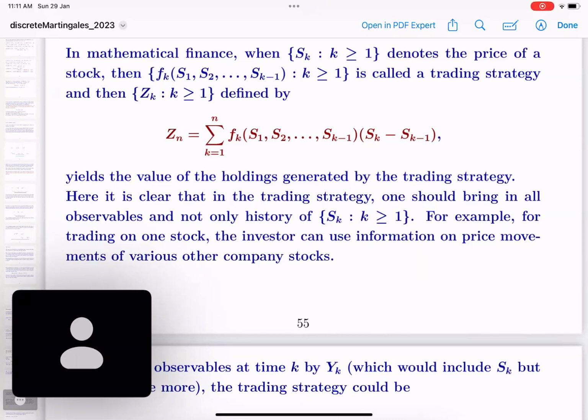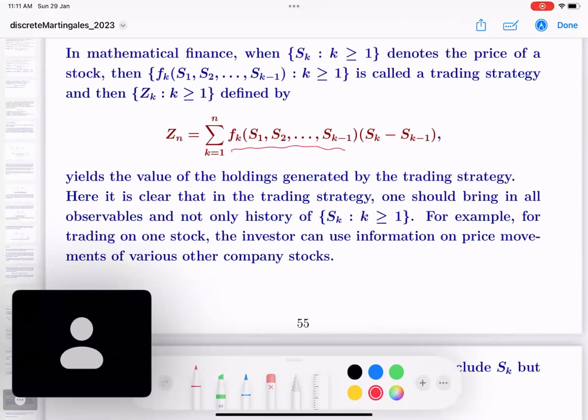So you can bring in all the information available till yesterday evening in this decision. So in other words, the strategies need not only depend on what happened on S1, S2, Sk, but whatever other variables you think you are going to be able to observe.